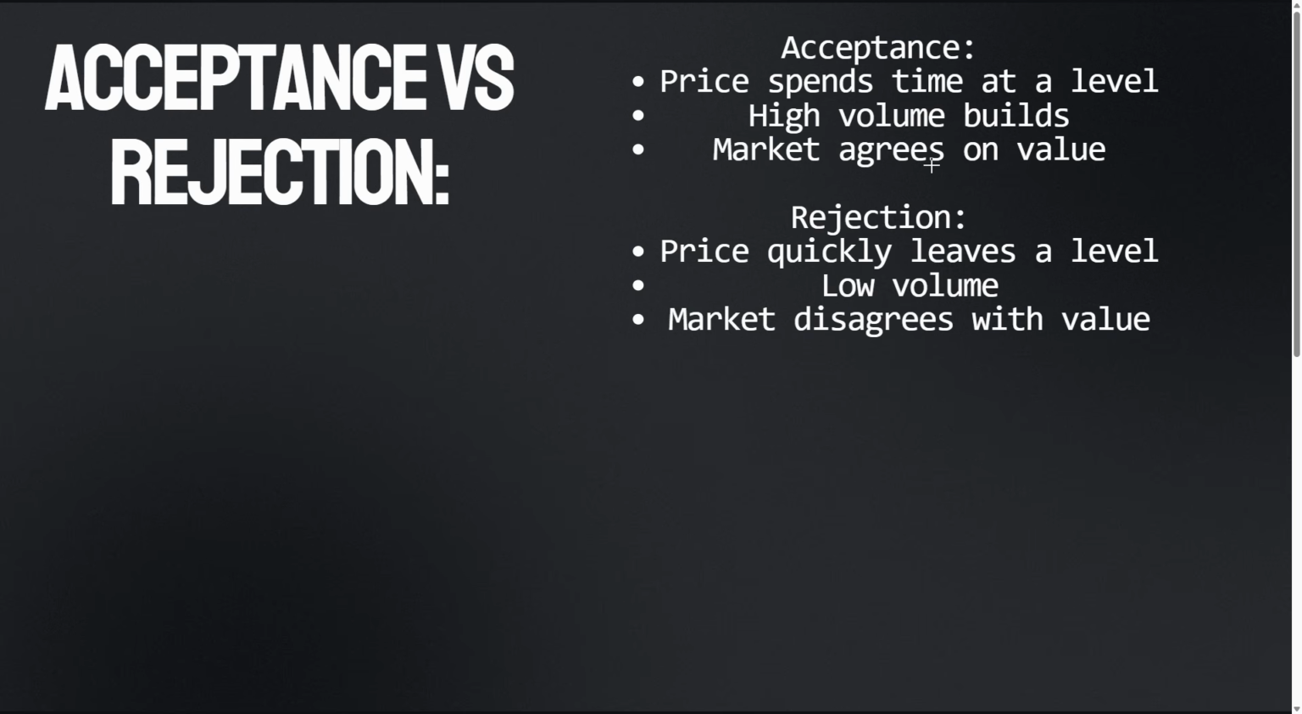So what acceptance is, we spend a decent amount of time at a level. You start to build value, you start to build volume, you start to build time. So we're in an efficient market, and you get this rotation formed.